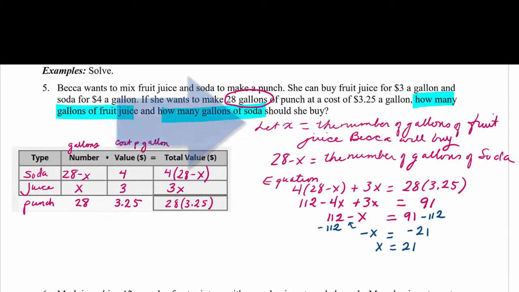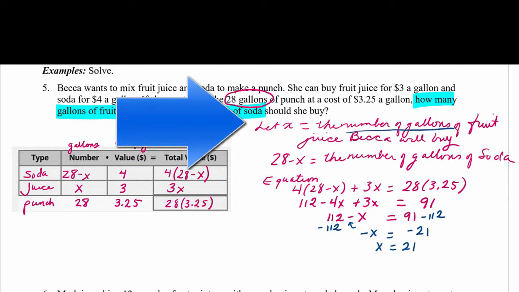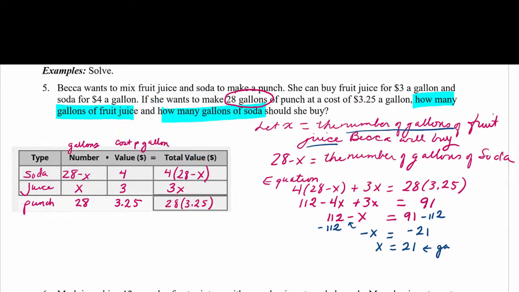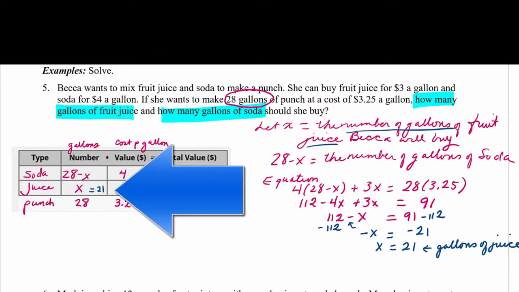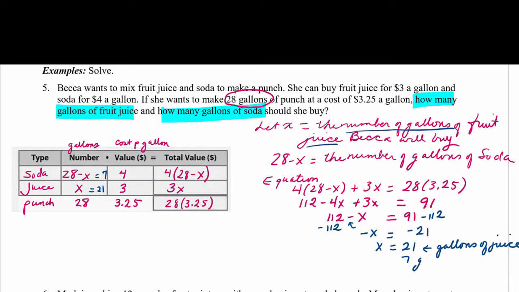Okay, so remember, x was the number of gallons of juice. So Becca's buying 21 gallons of juice. Okay, so then how much soda did she add if she ended up with 28 gallons total? So we've just found that this was 21. I'm back to here to the table. So then this must be 7. So 7 gallons of soda.